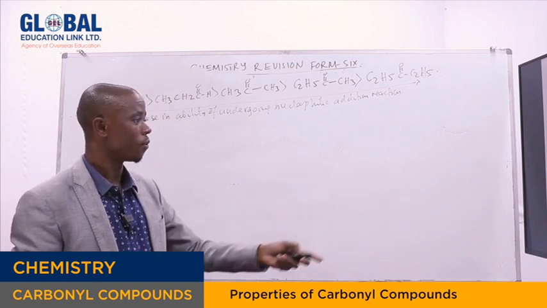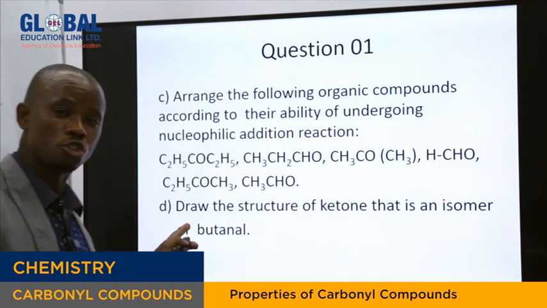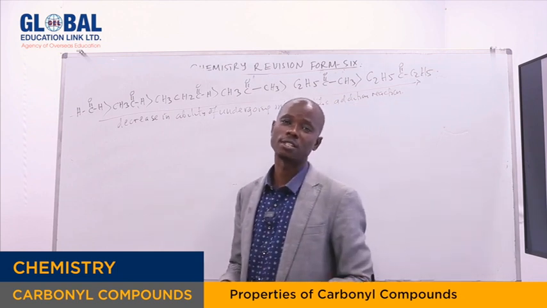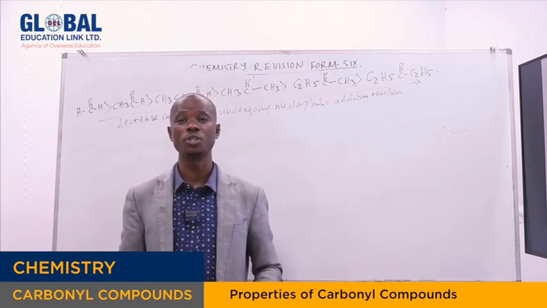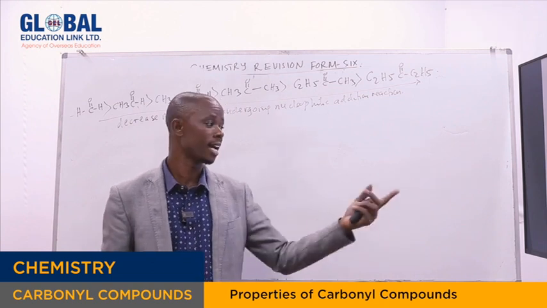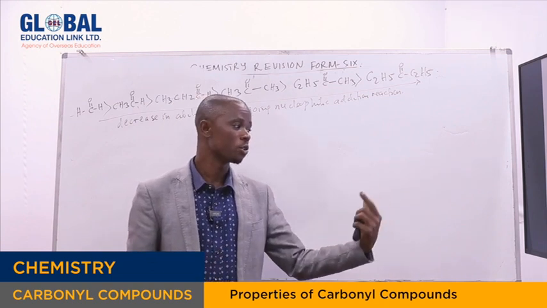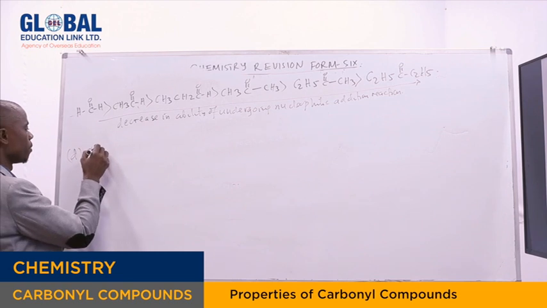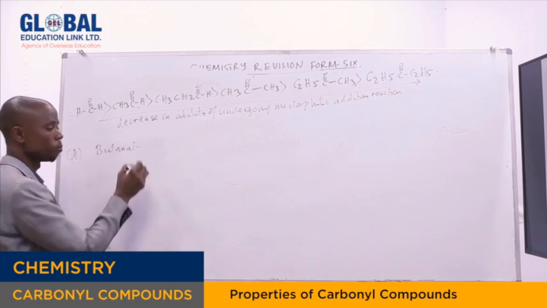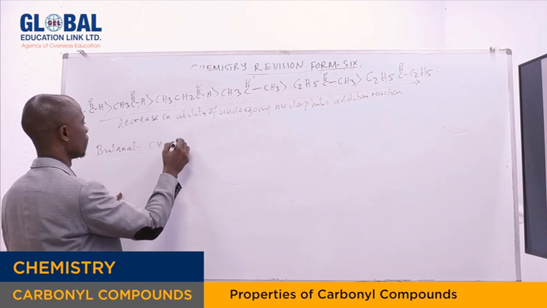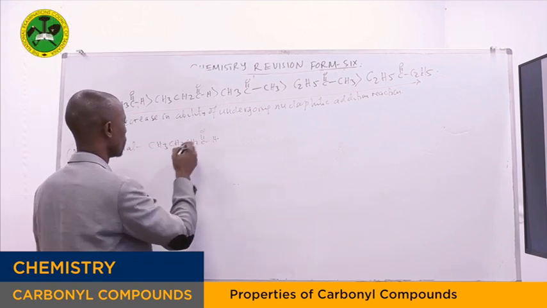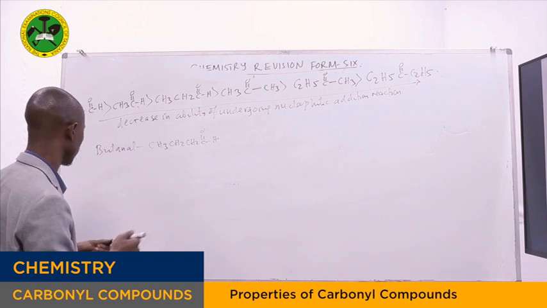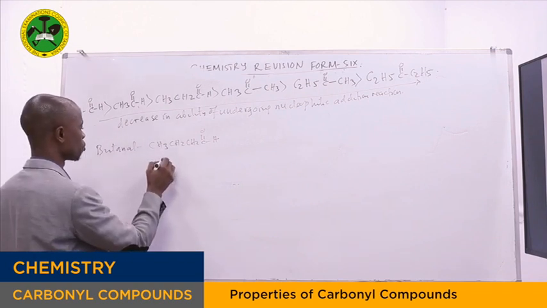Now, there is also another question, 1D. Draw the structure of a ketone that is an isomer of butanal. Now, my dear students, you know the two classes of carbonyl compounds are isomers of each other. So if you are told about butanal, butanal is an aldehyde, and the isomer of it is a ketone. So for the case of D, butanal is written as this one. Now the isomer of this one is a ketone, because the two classes are isomers of each other. So here we are going to have this one.